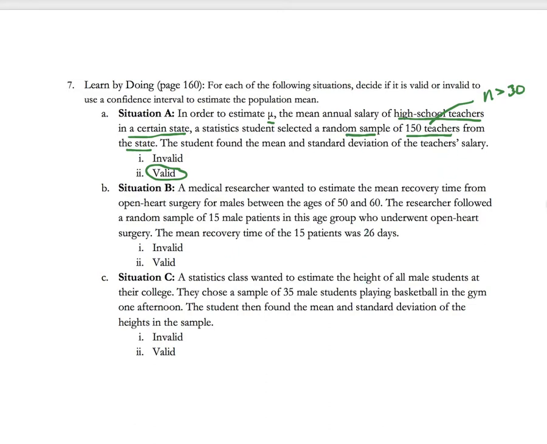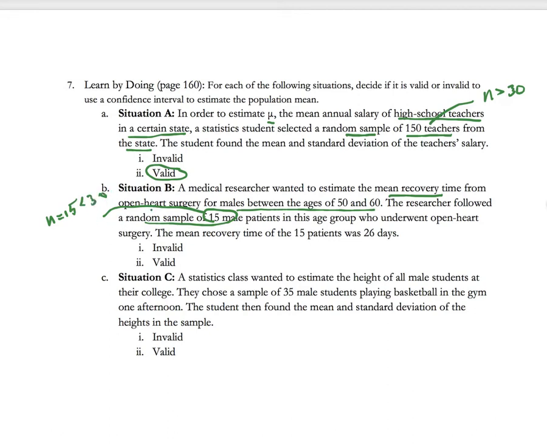All right, situation B. A medical researcher wanted to estimate the mean recovery time, so that's our variable, from open heart surgery for males between the ages of 50 and 60. So that's defining our population. A researcher followed a random sample of 15 male patients in this age group. So this is a problem. Our sample size of 15 is less than 30.